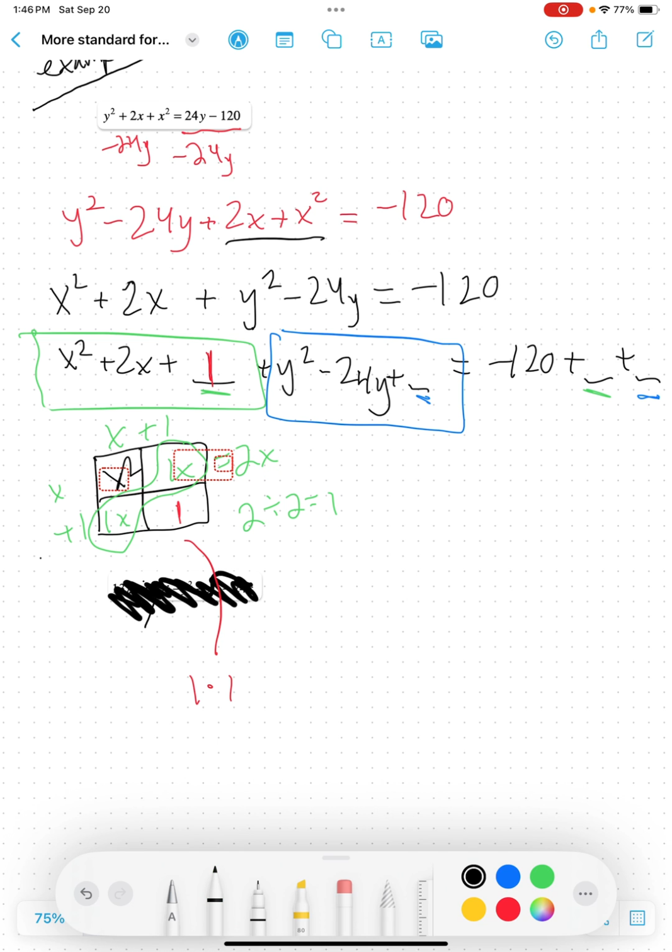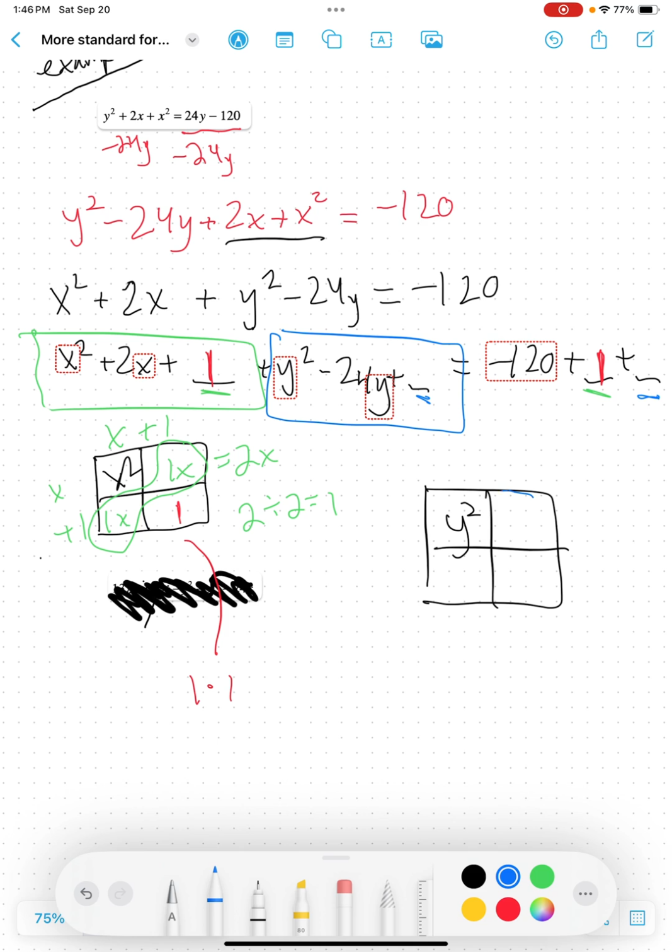Y, let's do the y part. Oh, sorry. Whoops. Let me forget. Then I have to add 1 over here, right? If I put 1 there, I have to put 1 there. Okay, so let's complete the square for y. Y squared. And then these 2 boxes have to make negative 24y.